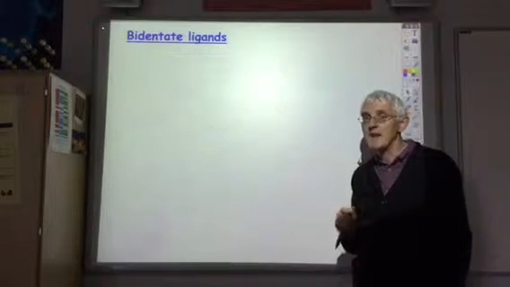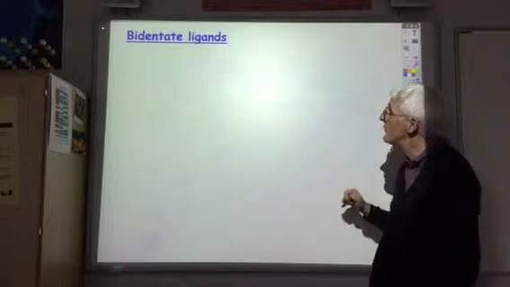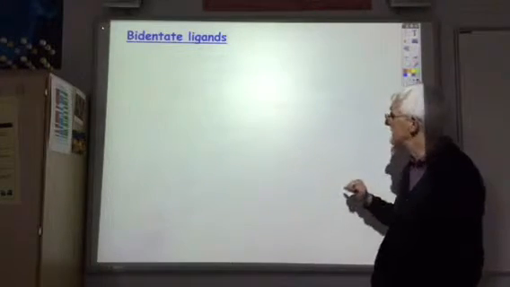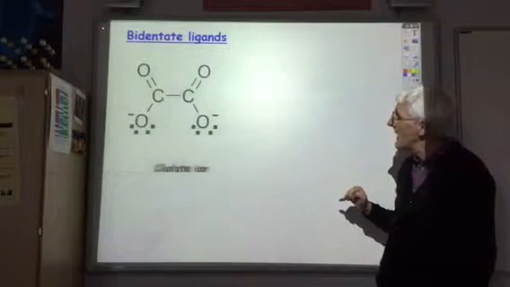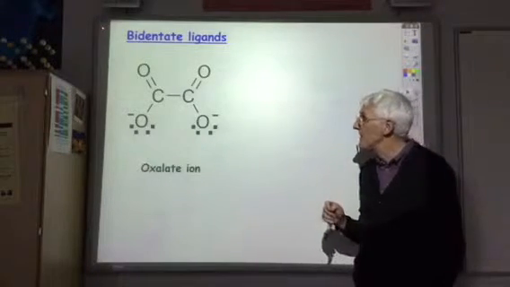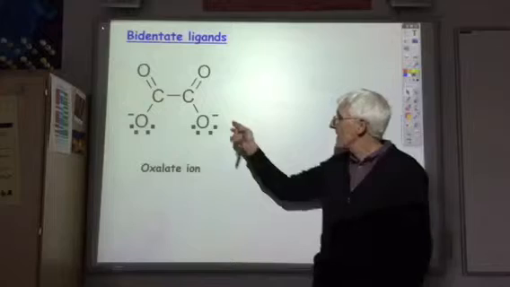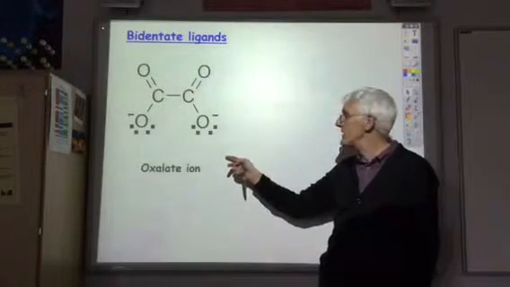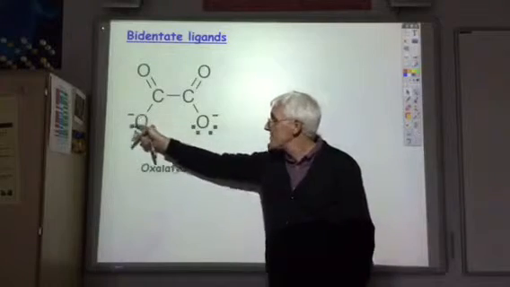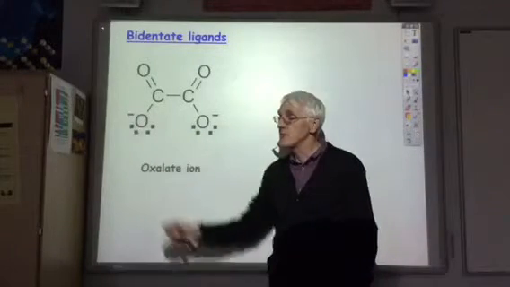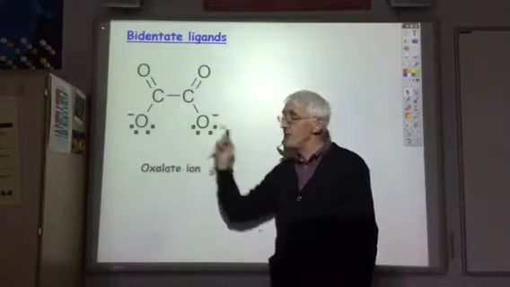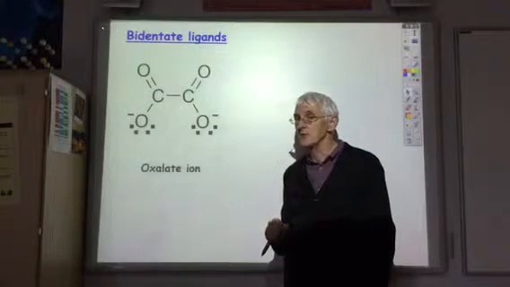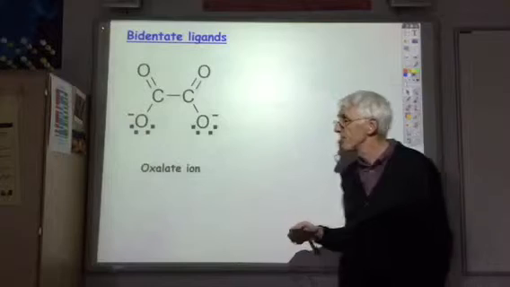There's only one bidentate ligand that you should be aware of, and a bidentate ligand forms 2 dative bonds with a transition metal, and that is the oxalate ion. This O- atom can form a dative bond with the transition metal, and this oxygen ion here can also form a dative bond, so it can form 2 dative bonds with the transition metal, so it's a bidentate ligand.